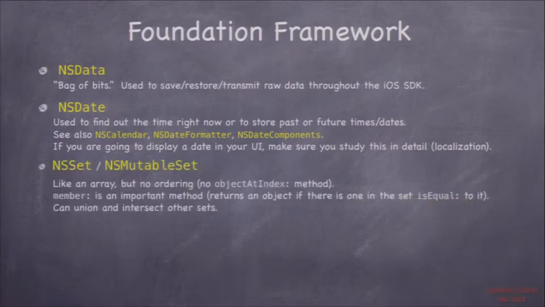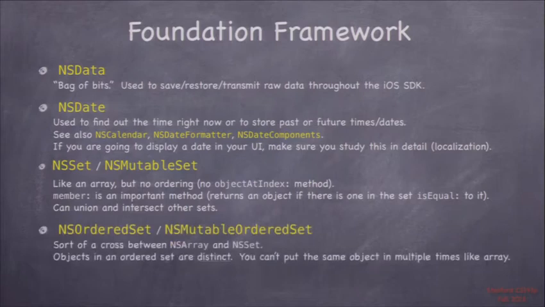There's NSSet, which is an unordered collection of objects. The objects are unique, so if you put the same object in there twice, it only goes in there once. Sets are what you would think of in terms of sets. And there's actually an ordered set, which is like a cross between a set and an array. You can look those up. You're not going to need those probably. Well, you might need set.